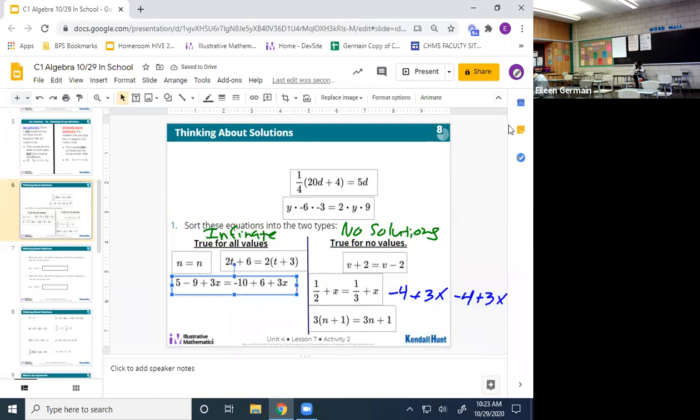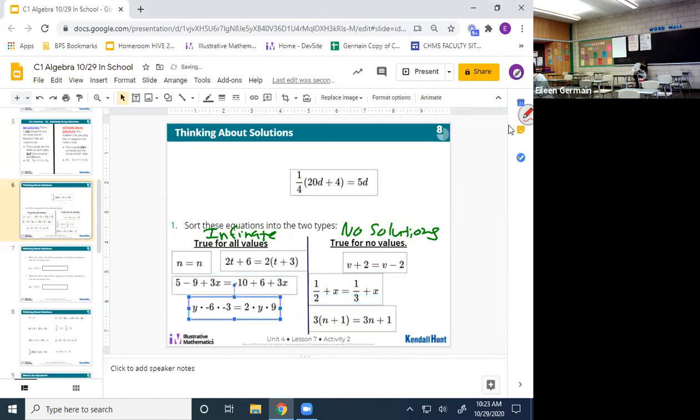Let me clear this ink. Who can help me make another match here? Of the ones that are left, what were some other matches that we made? Maybe somebody at home? Tyler, do you have one? Which one? Y times negative 6 times negative 3 goes into the infinite. Infinite? Okay, let's test it out. Let's see why. Help me out with this. How would I combine here?